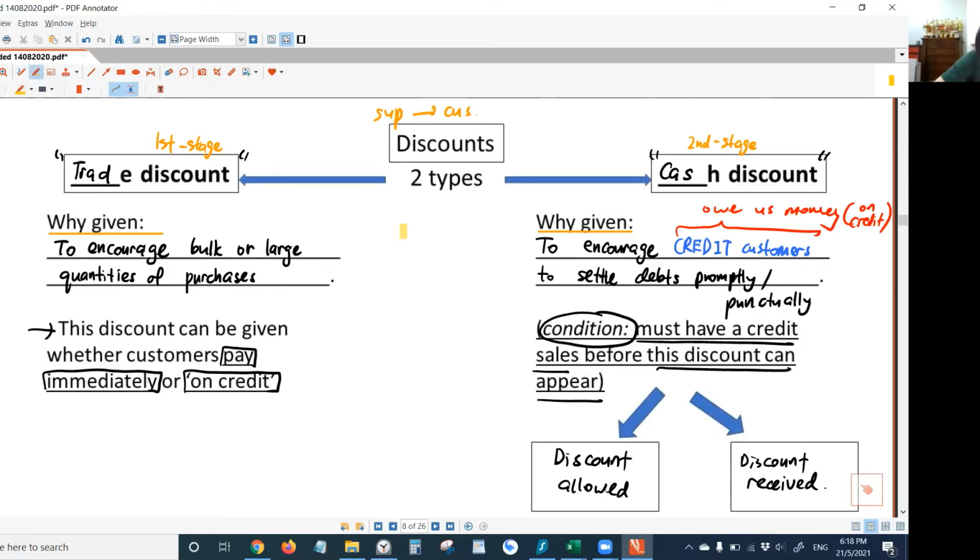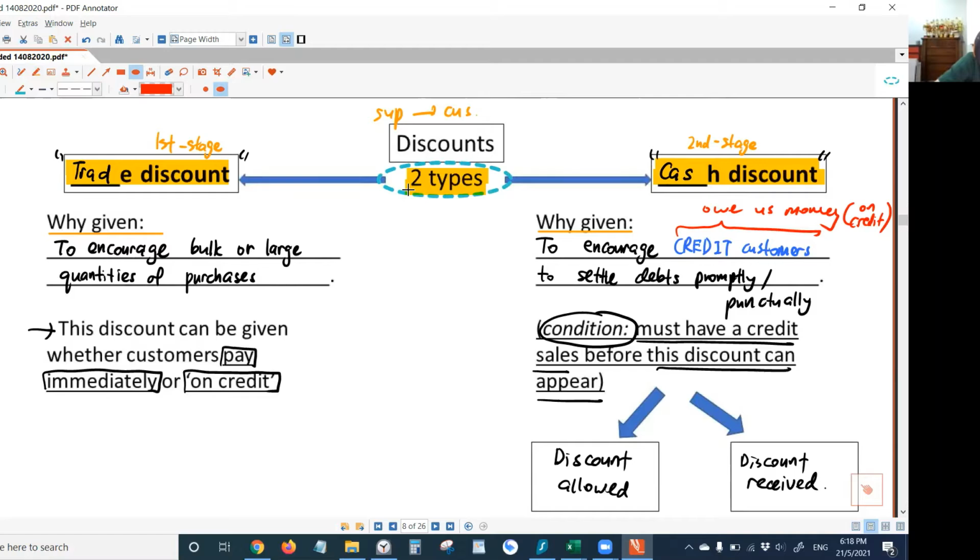When the question asks you for the two types of discounts, your answer can only be either trade discount or cash discount. No other answers can be accepted. When they ask you for the types of discounts, you can only give either one of these two answers, trade discount or cash discount.